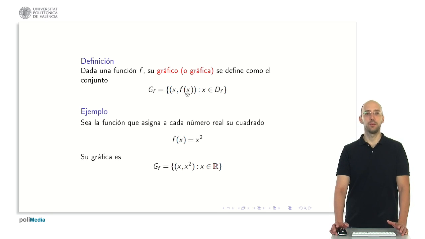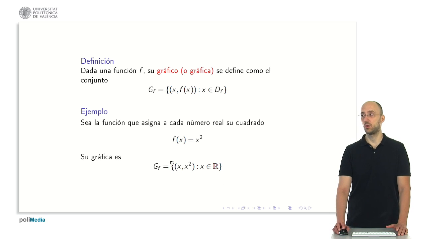Let's see an example. Assume that the function that we are going to consider is f of x equals x squared. In other words, the function assigns to each value of x its square. Remember that the domain of this function is the set of all the reals. What is its graph? The graph is the set of the pairs of the form x, x squared, where x belongs to the domain that I have mentioned, which is the set of the reals. How do we represent this?